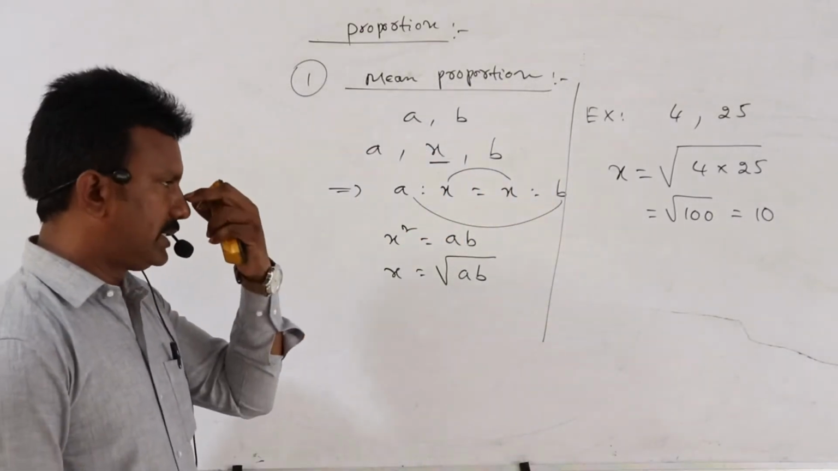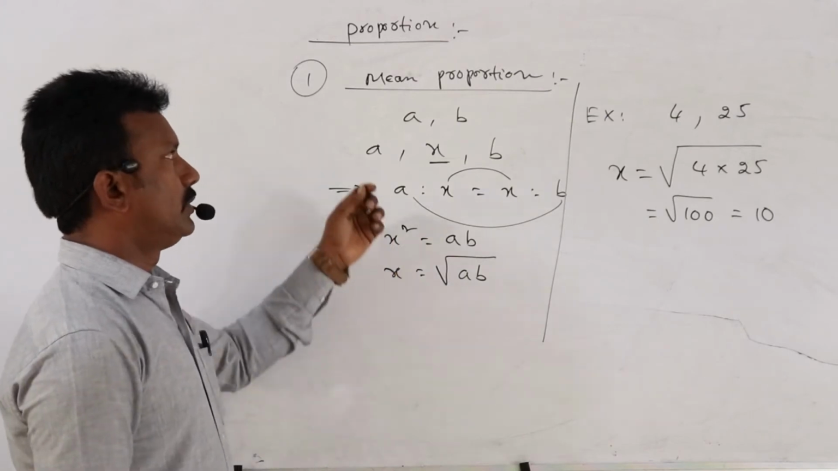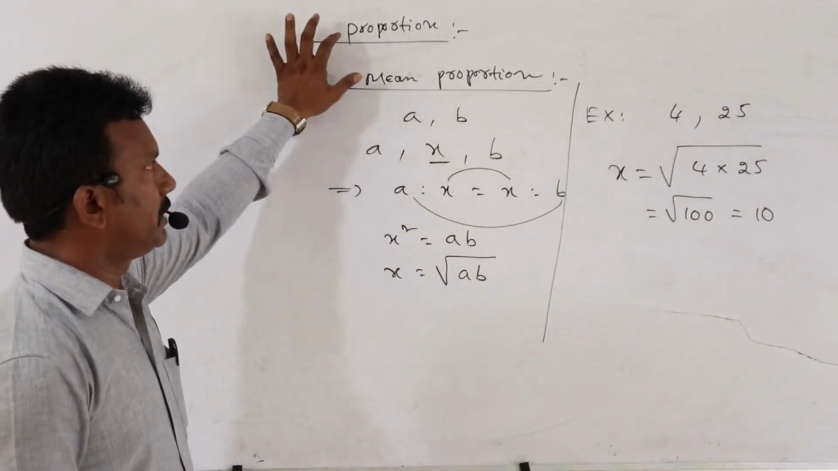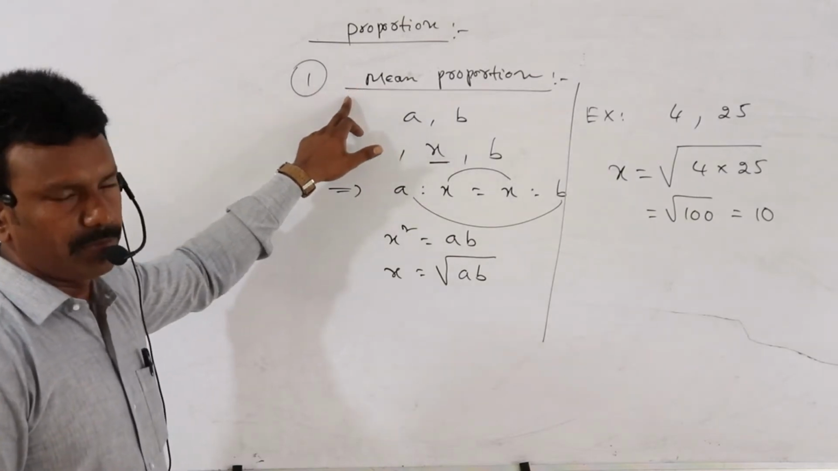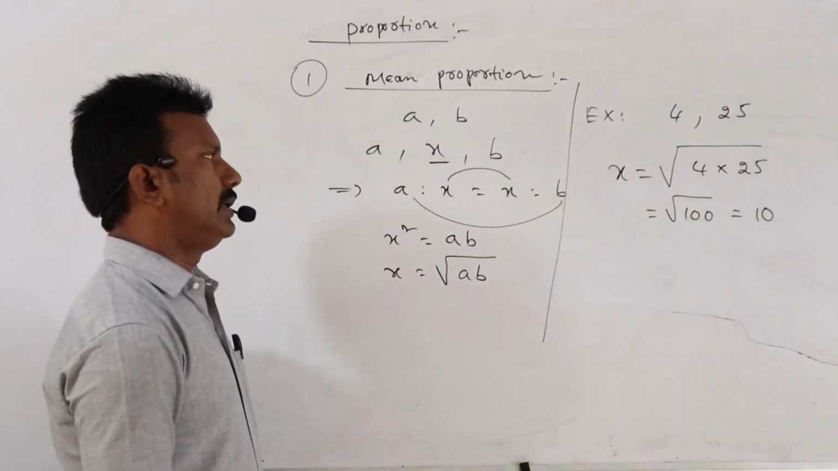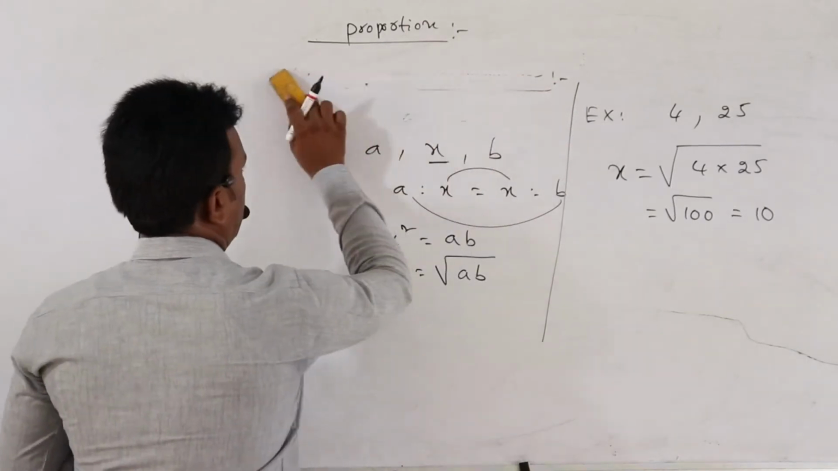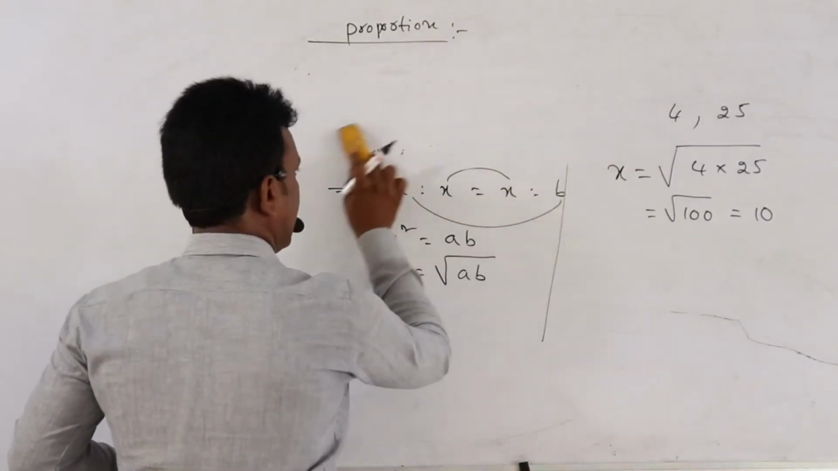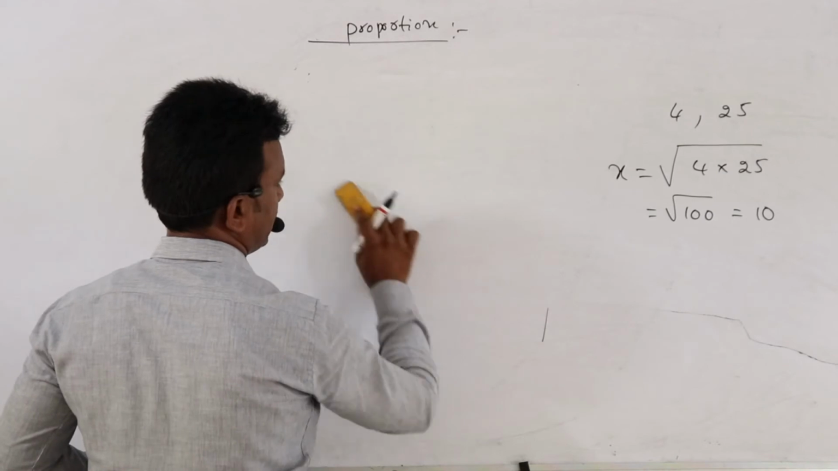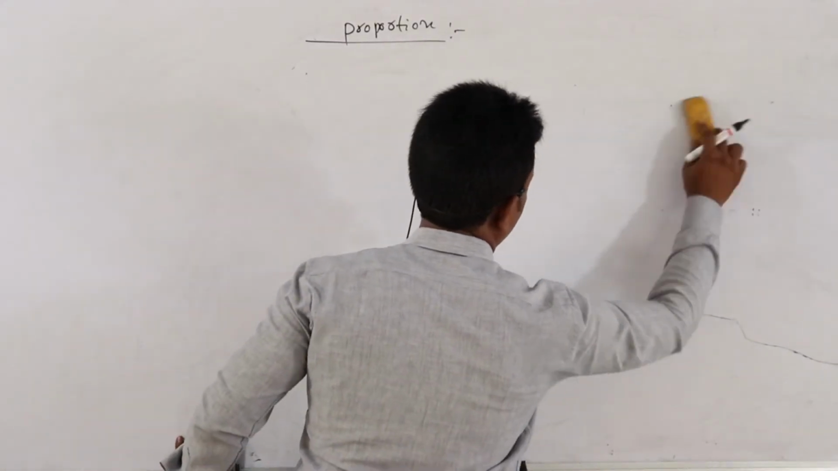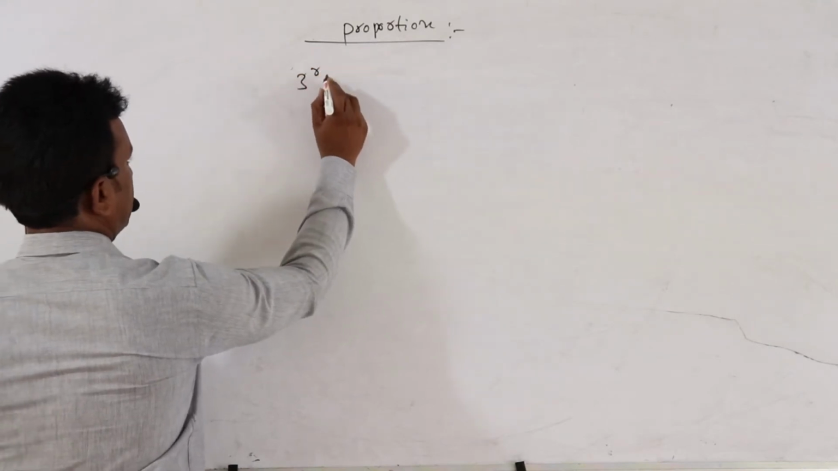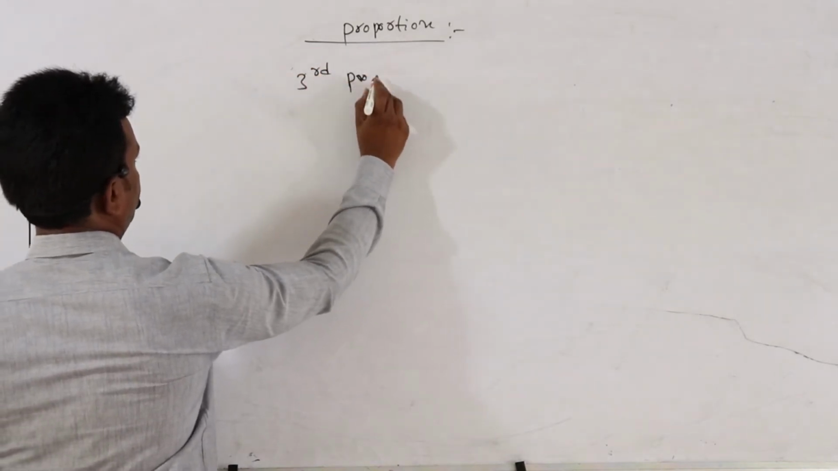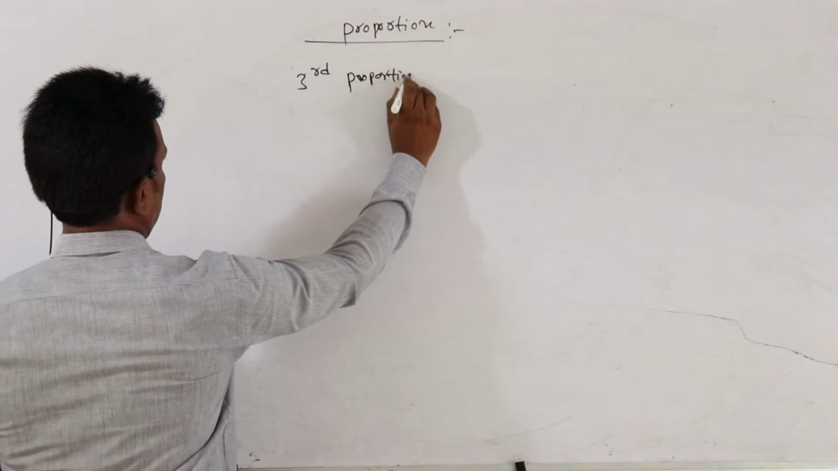10 is our answer. So this is the first type of proportion we discussed, mean proportion. Next one is third proportional.